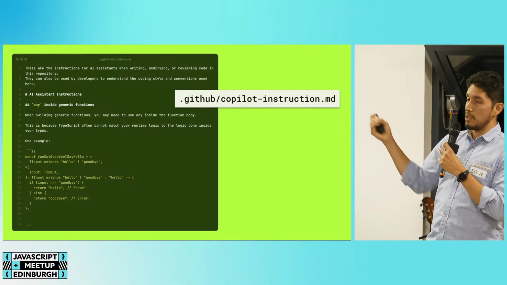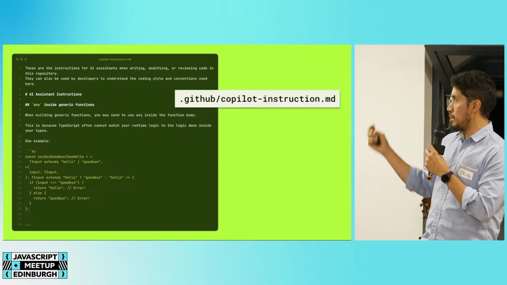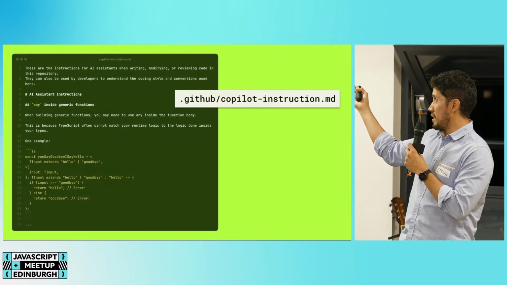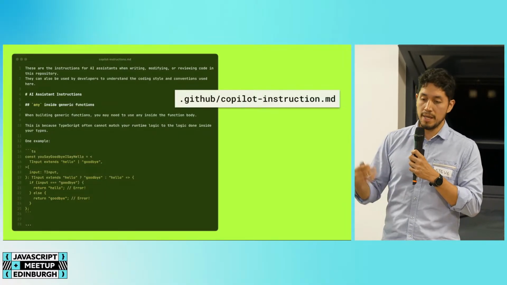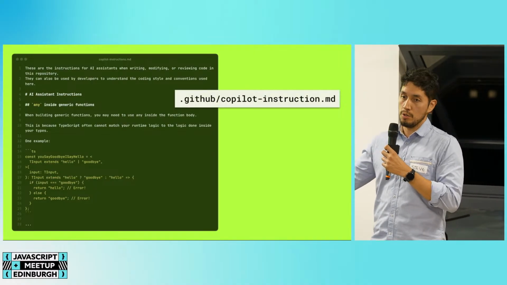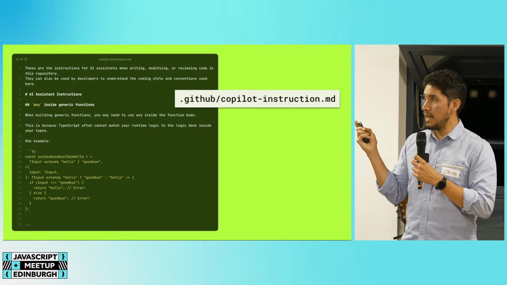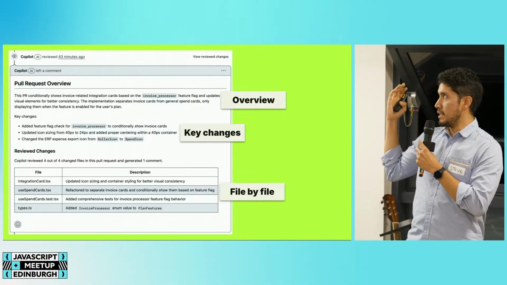Yeah, this is not an example. This is the real one that we're using at TravelPerk, well, the beginning of it. And you just have to write it in this markdown file, Copilot instructions, and then it will be used for all our PR reviews. And in practice, what this looks like is something like this.